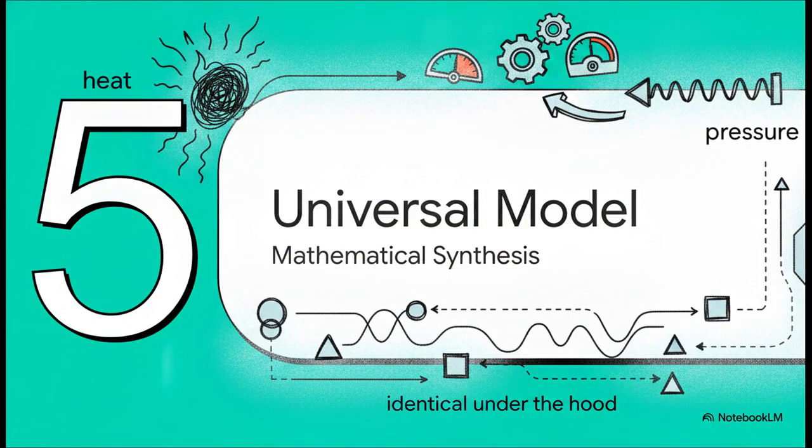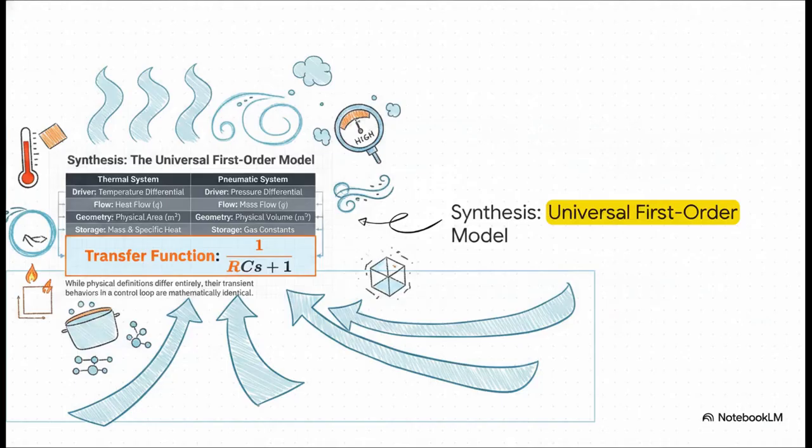Section 5, the universal mathematical model, which brings us to the climax of this explainer. We've looked at heat, we've looked at pressure, but now I want to prove to you that these vastly different physical worlds are, secretly, identical under the hood. Look, when we compare the two systems side by side, the physical realities are completely different. In a thermal system, the driver is a temperature differential. In a pneumatic system, it's a pressure differential.